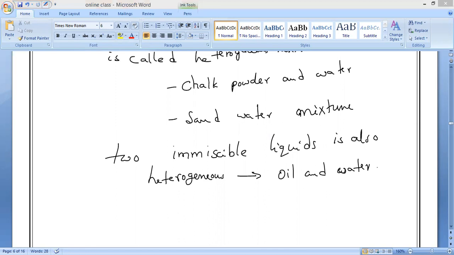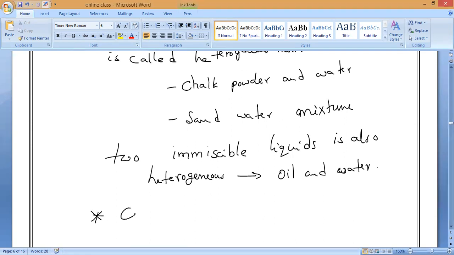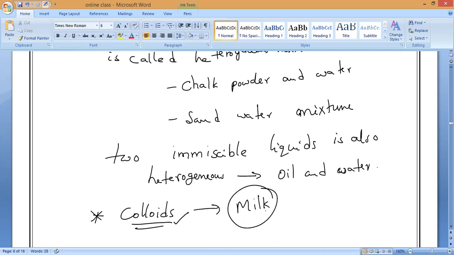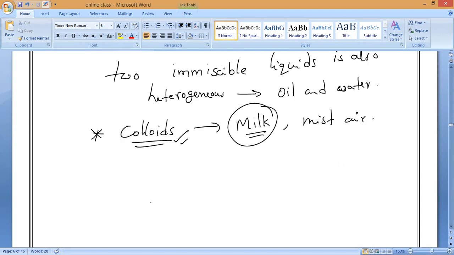Next, colloids are also heterogeneous mixtures. I will tell you what colloids are. The best example of a colloidal substance is milk. Mixed air is also called a colloidal substance. Is it okay? Yes, sir.